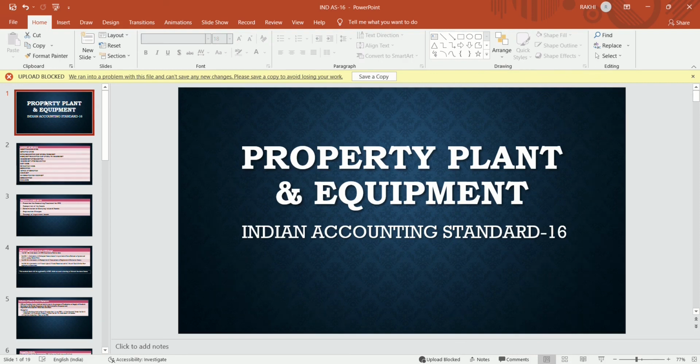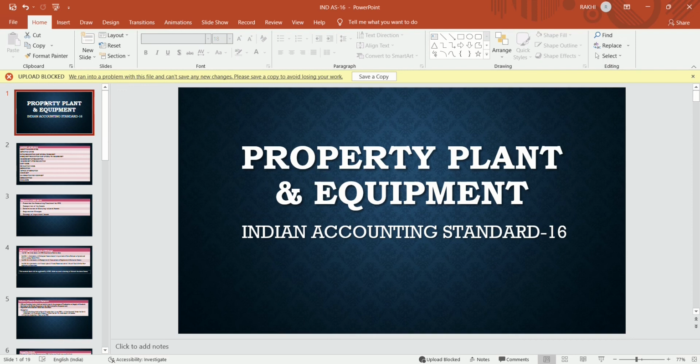Today's topic is related to Indian Accounting Standard 16, which deals with property, plant and equipment. We get to know how many accounting standards there are in India and globally which deal with property, plant and equipment. In India, there is the old accounting standard, that is Accounting Standard 10. Then after that, Ind AS came into existence, which is the converged form of IFRS or IAS, which India has adopted, that is Ind AS 16.